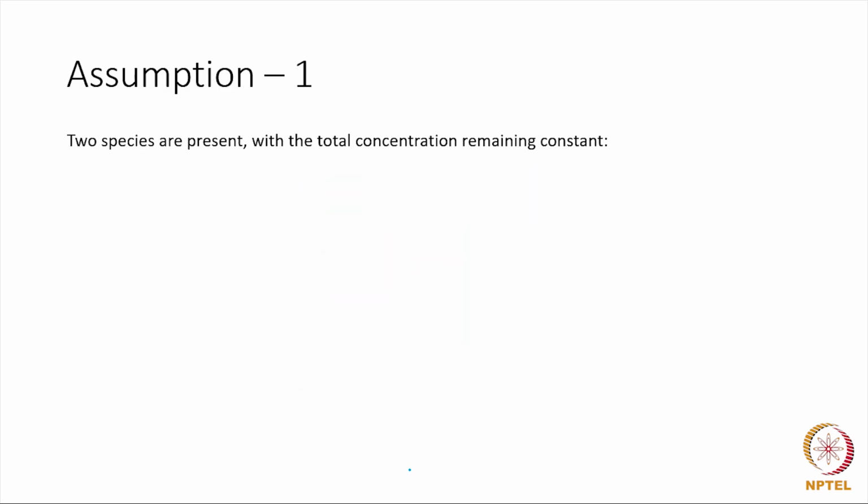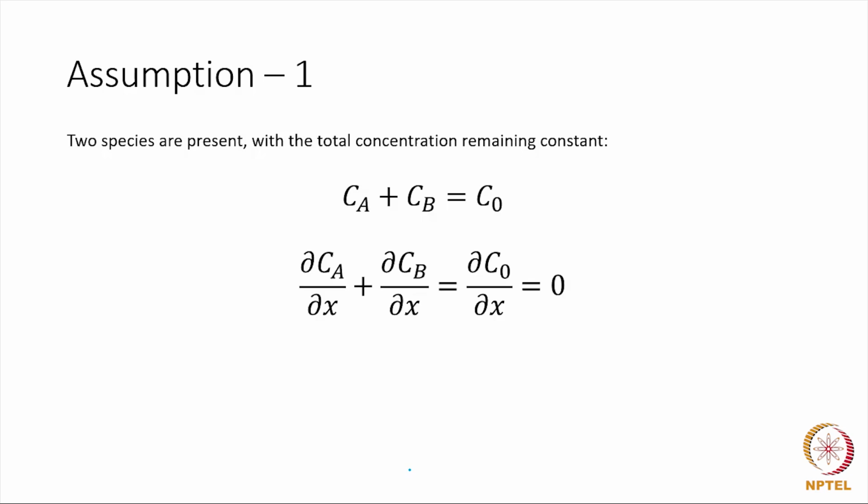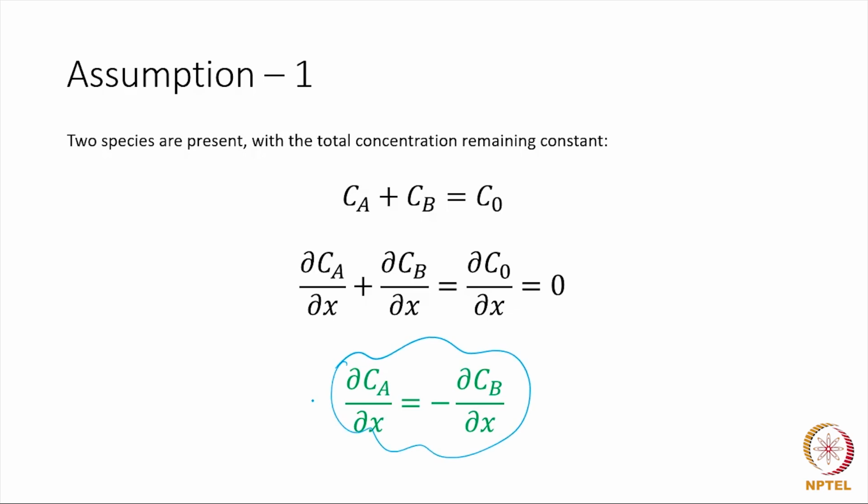Because the two species are present, the total concentration is assumed constant. That's the first assumption that we are making in this particular problem. This concentration can be expressed as Ca plus Cb is equal to C0, and we want C0 as constant, which means that when we differentiate with respect to the distance variable x, we notice that ∂Ca/∂x plus ∂Cb/∂x is equal to ∂C0/∂x, which is 0. This gives us the relationship that we will be using a little while from now, that is ∂Ca/∂x is equal to minus ∂Cb/∂x.